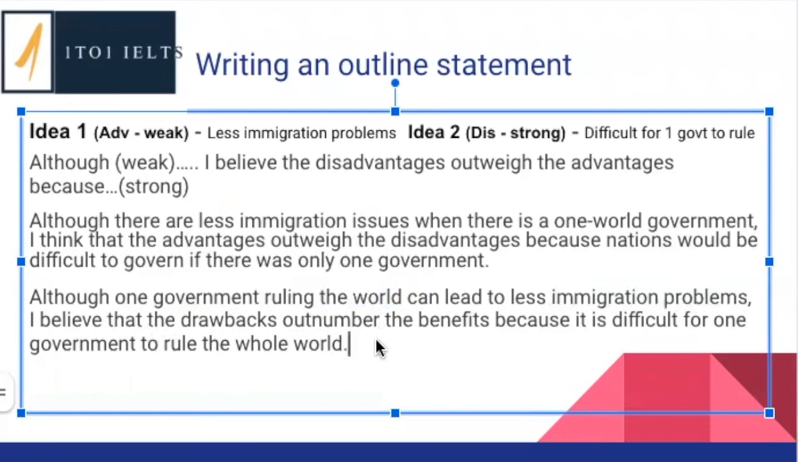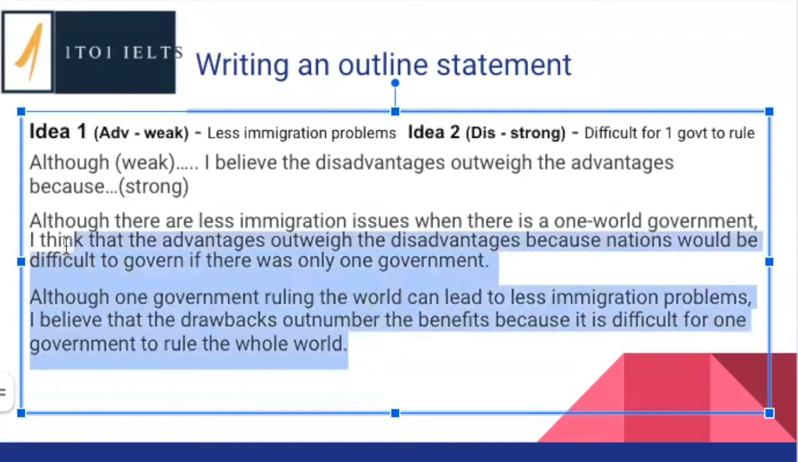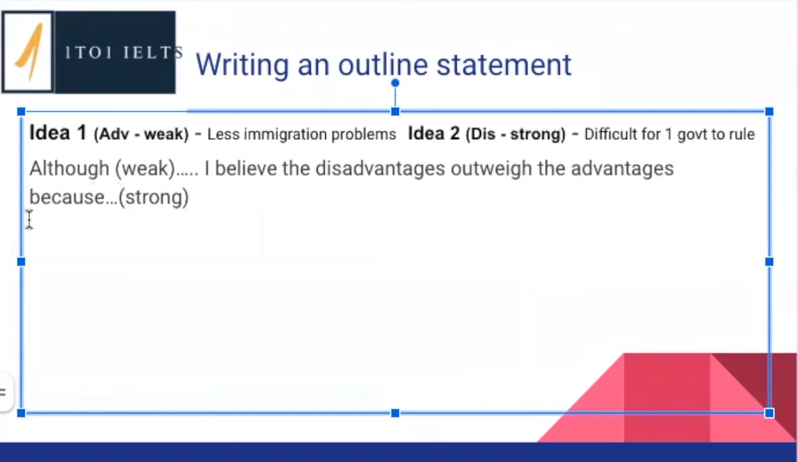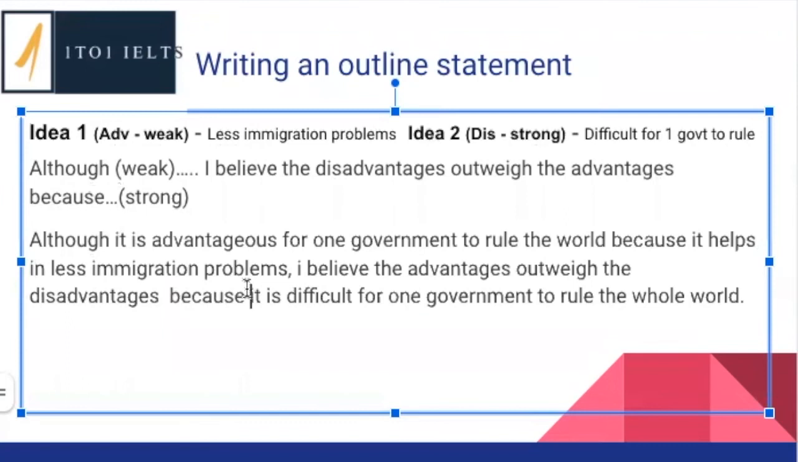Have a look at some new ideas. So I'm just going to delete these so we can have some space. So although it is advantageous for one government to rule the world because it helps in less immigration problems, but I is always capitalized in English. I believe the advantages outweigh the disadvantages because it is difficult for one government to rule the world. Okay.